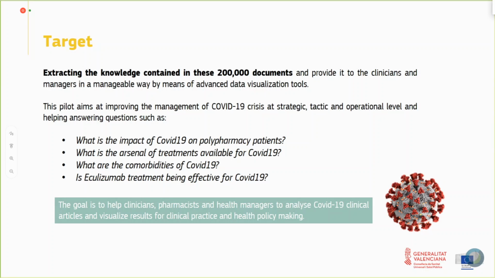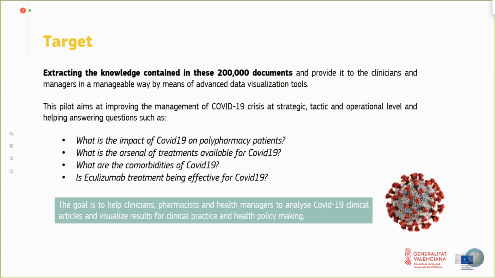As the Valencian government, we know which treatments are being used in Valencia, but we don't know what is being used in other countries. So we could use this tool to get updated with it. Another question, what are the comorbidities of COVID-19? Because we want to know if having previous illnesses, such as hypertension or renal diseases, may increase the risk of complications when having COVID-19. And the last example, is eculizumab treatment being effective for COVID-19?